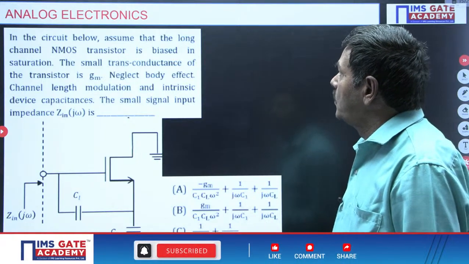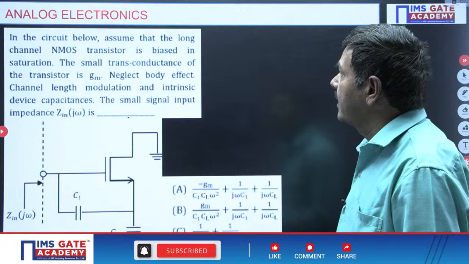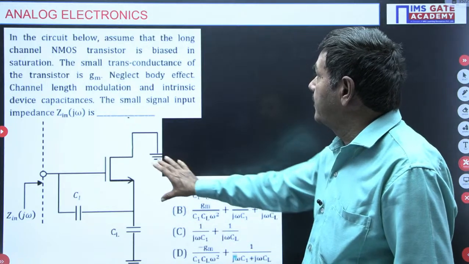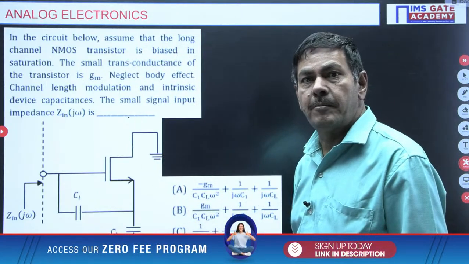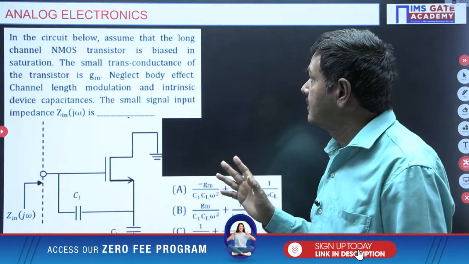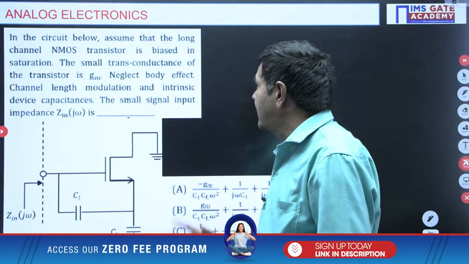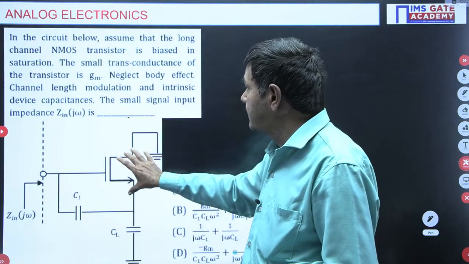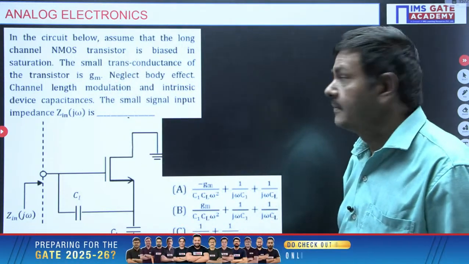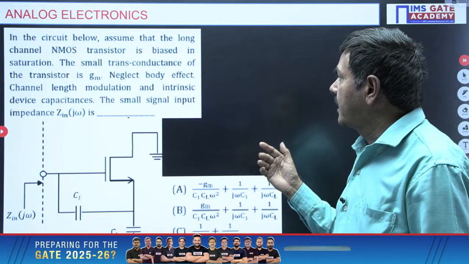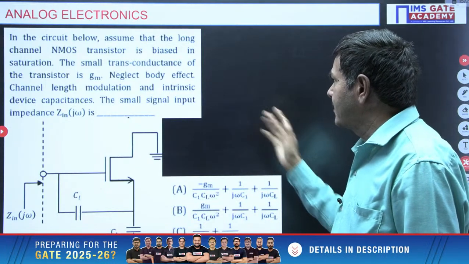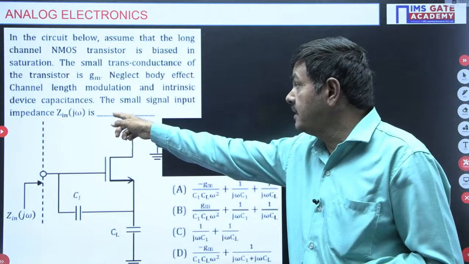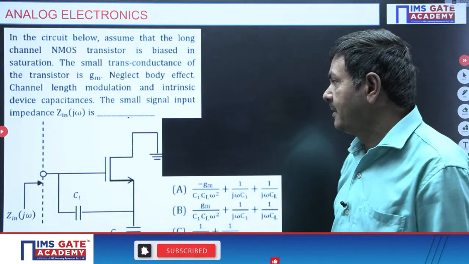In the circuit shown below, assume that the long channel NMOS transistor is biased in saturation. That means the NMOS is biased in saturation, which is given in the problem clearly. The small signal transconductance of the transistor is gm. Neglect body effect, channel length modulation, and intrinsic device capacitances. All these are neglected. The small signal input impedance Zin(jω) is required.